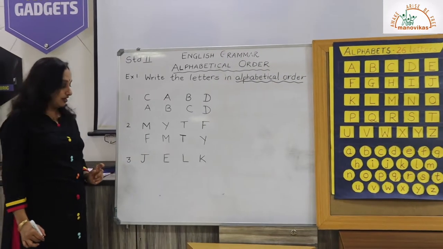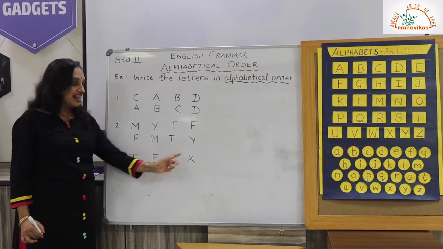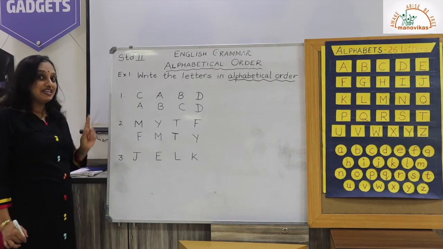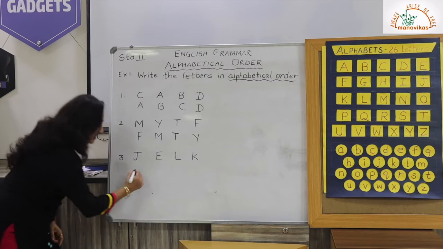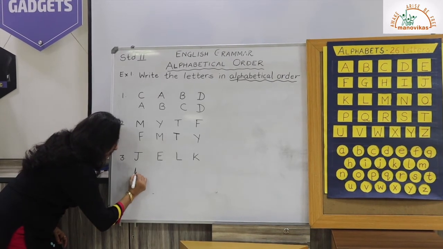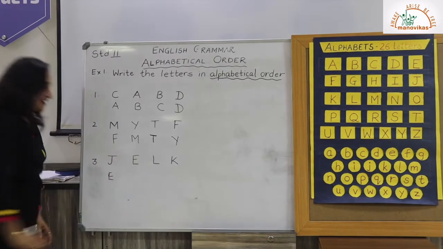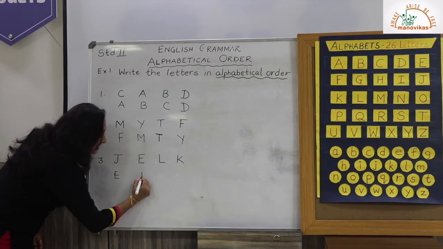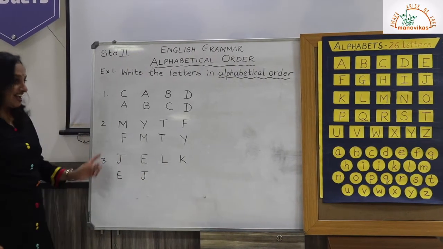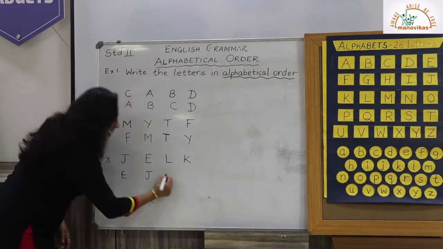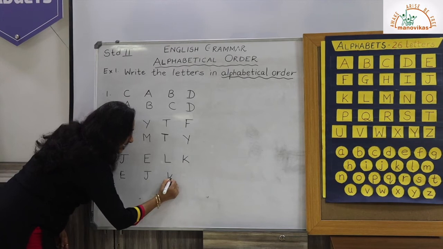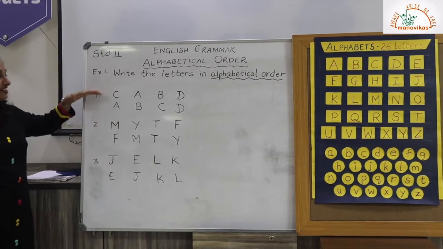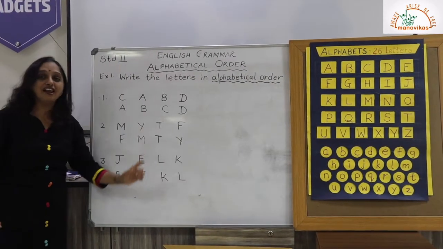Now we go to the next one. J, E, L, K. Now, which letter comes first here? A, B, C, D, E. So we write E. F, G, H, I, J. So we write J. After J comes K. So we have written these letters in alphabetical order.